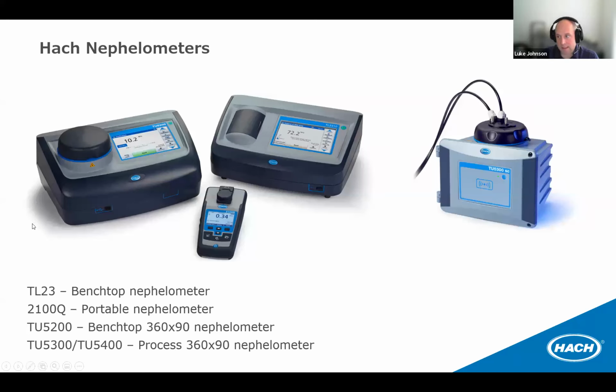Like I mentioned before, this is the current Hach portfolio of turbidimeters. We have the TL23 benchtop nephelometer. That's this guy over here. That's a ratio turb, like I was describing. Here's the 2100Q portable nephelometer, which is just a 90-degree nephelometer. And then we have the two most modern, what we call 360 by 90 nephelometers, the TU5 benchtop and the TU5 process analyzer. Those are still using nephelometry, but they use a slightly different orientation of the optics to get a better resolution.